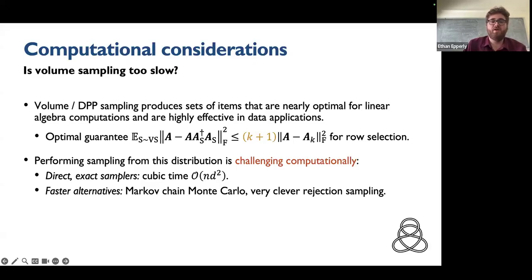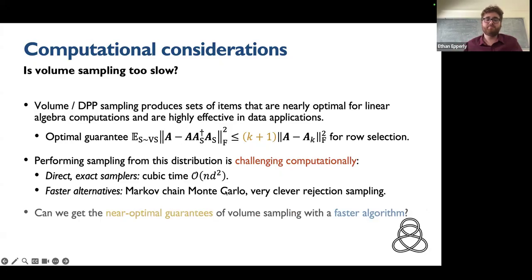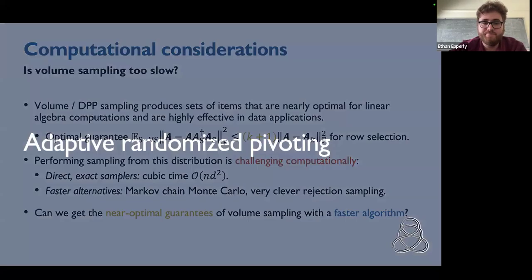However, performing sampling from this volume or DPP sampling distribution is computationally challenging. Direct exact samplers will run in cubic time, order ND squared, which is very bad if I have a very big data matrix. There are faster alternatives based on Markov chain Monte Carlo or very clever rejection sampling. But I still think it's fair to say that these volume sampling or DPP algorithms run directly on a matrix A are fairly slow. So it's natural to ask, can we get the near optimal guarantees of volume sampling with a faster algorithm?